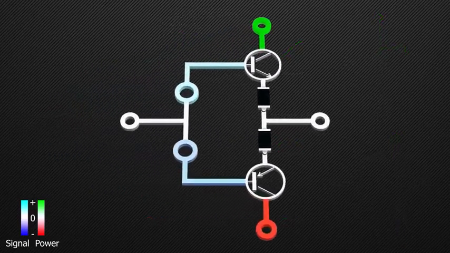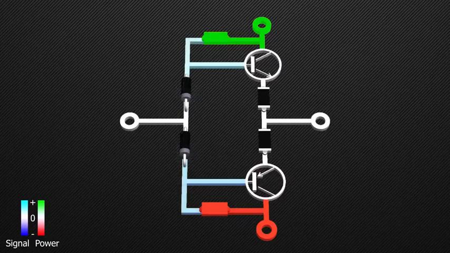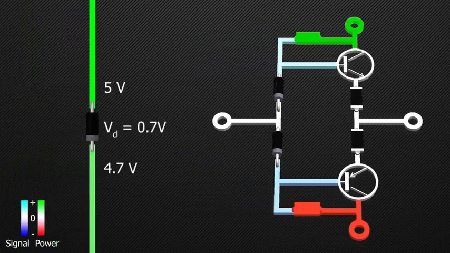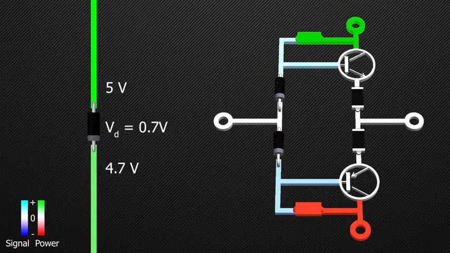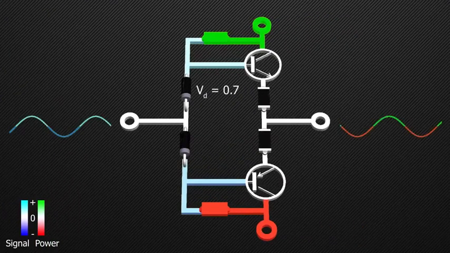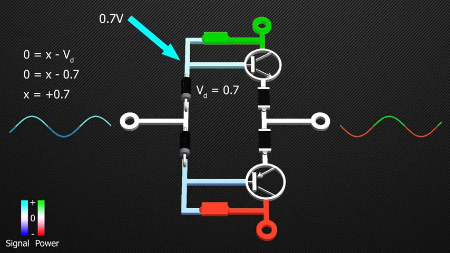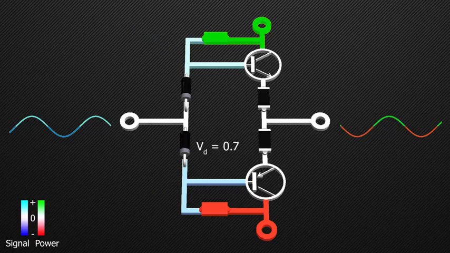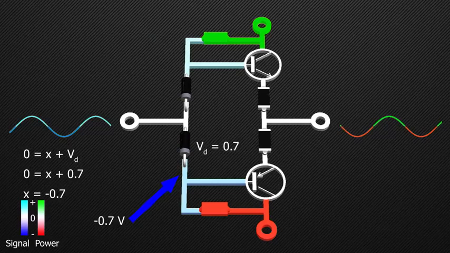You may wonder, how do we bias the input signal? We use the PN junction diodes. When a diode is active, it has a voltage drop across its terminals. Let's say this diode has a forward voltage drop of 0.7 volts. And this point of the circuit is at 0 volts, as the signal is at 0 volts. Thus the voltage at this terminal of the diode will be 0.7 volts. And for the other one, the voltage at its terminal will be minus 0.7 volts.